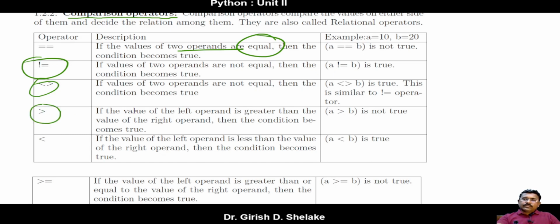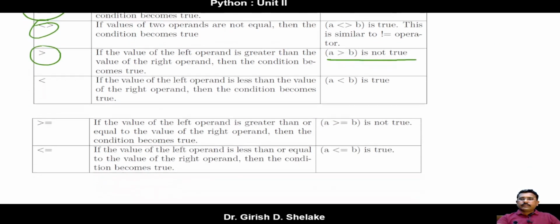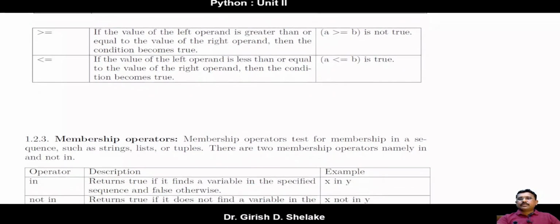Then we have something like greater than, and this will obviously return true if a is greater than b, but in this case a is less than b, so this expression is not going to be true. Similarly, we have others too.